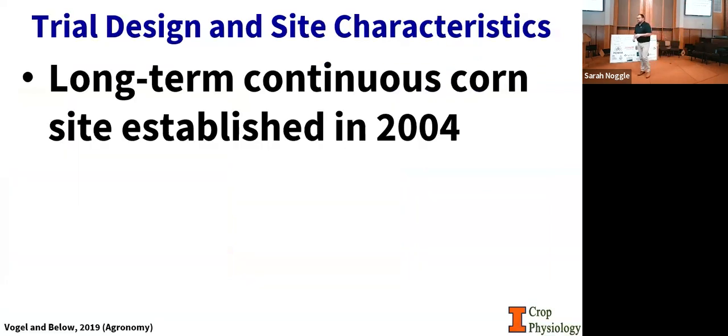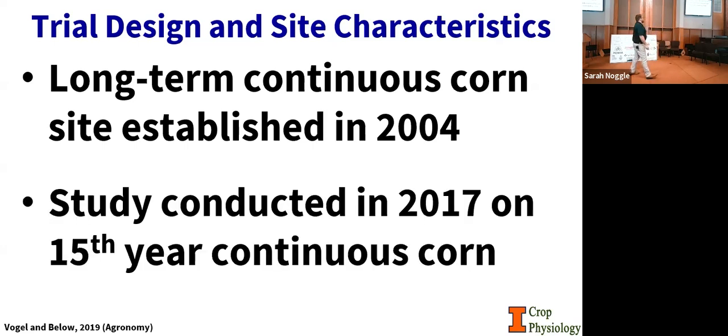So I'm going to show you a few examples on some extreme cases because in research, we sometimes start at the extreme side, figure out what maybe has the best potential, and then work it to more real-world applied scenarios. So there's a long-term site. This one was established in 2004. So there's two sister sites. The other one was established a year before this. And when Allison Vogel got to work on this with Dr. Bilo, she worked on it in 2017 when it was 15th year continuous corn.